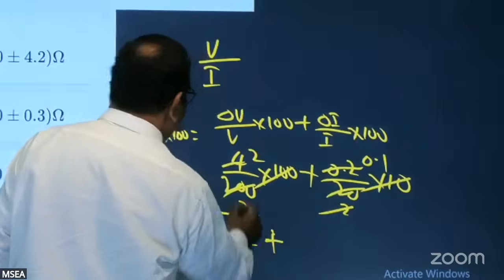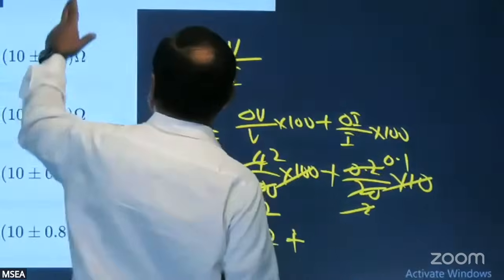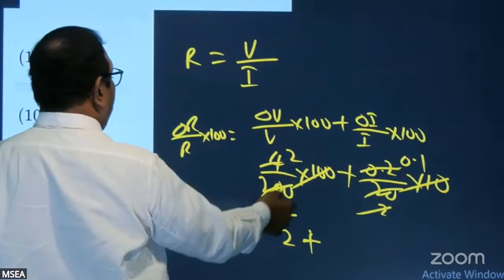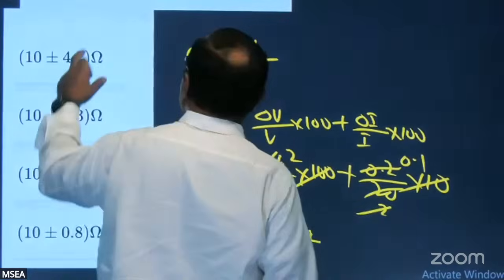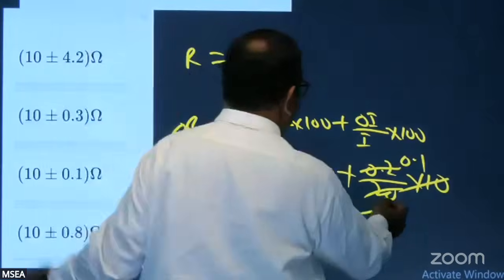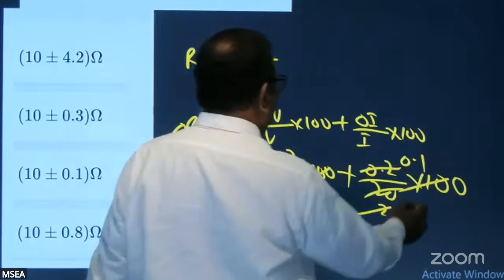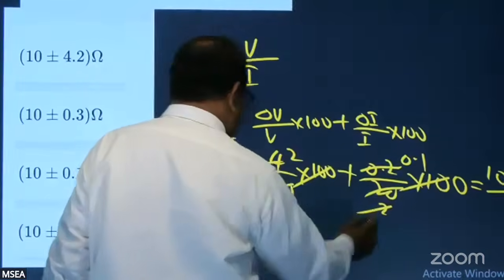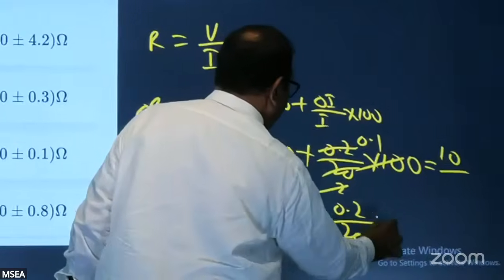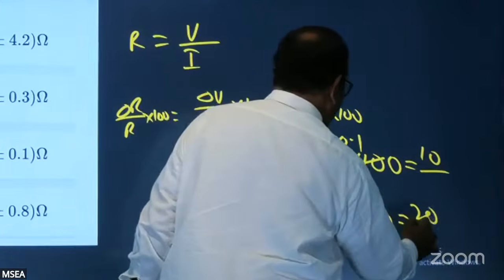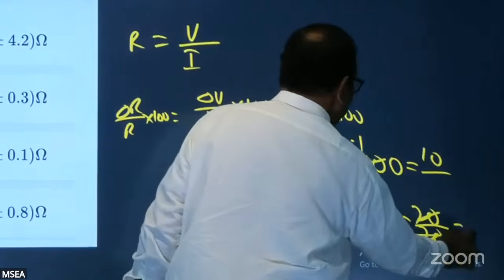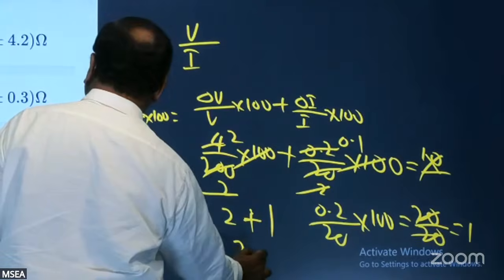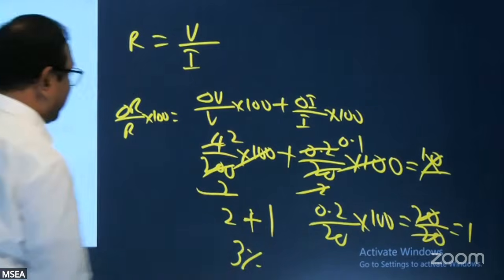So let us take delta V. How much is it here? 4 by 200 into 100, that is 2. So 100 2s, that is 2. And what about the current here? 0.2 by 20 into 100. So what do we get? Let us take 0.2 by 20 into 100, which should be equal to 20 by 20, so which should be equal to 1. Okay, so this is 1. 2 plus 1 is how much? 3 we get. So we have about 3%.